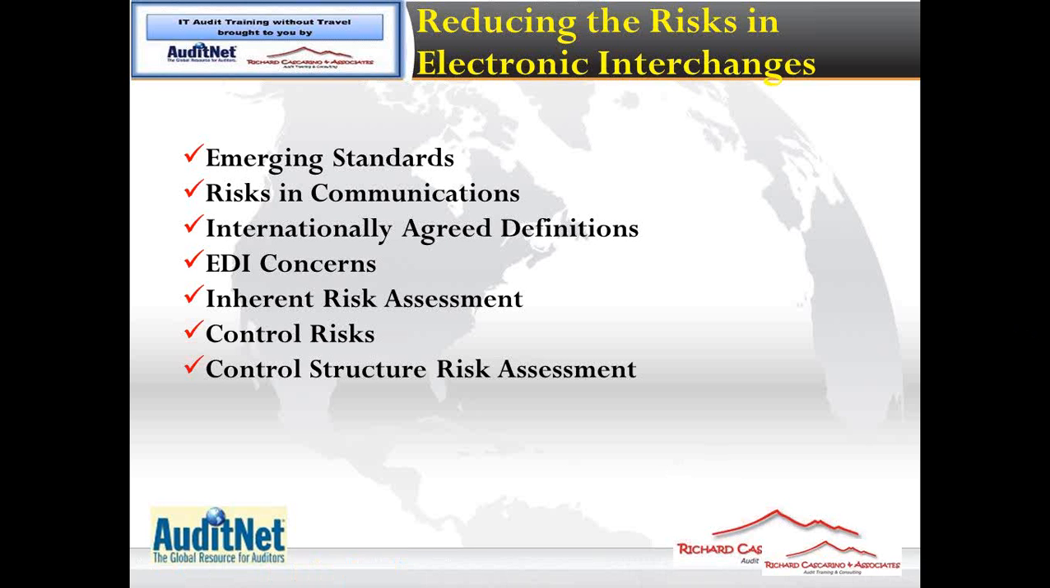Now this is a slightly different way of doing risk assessment. I'm not suggesting that you use this form of risk assessment for your normal everyday risk. But where you're up into an extremely high risk area, control structure risk assessment can become critical. And you'll see why.